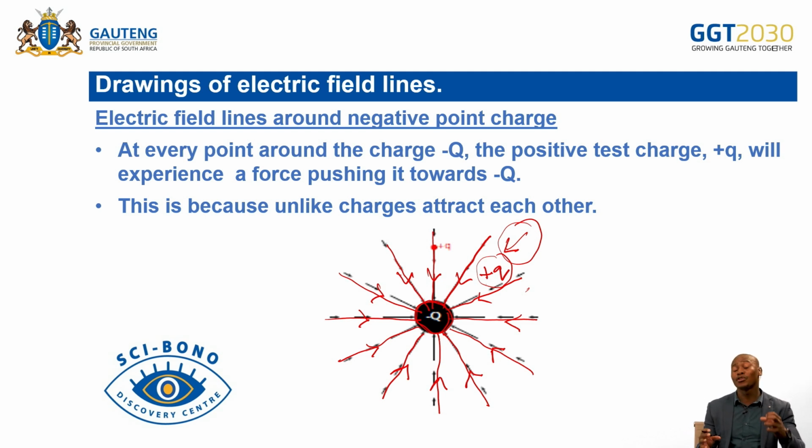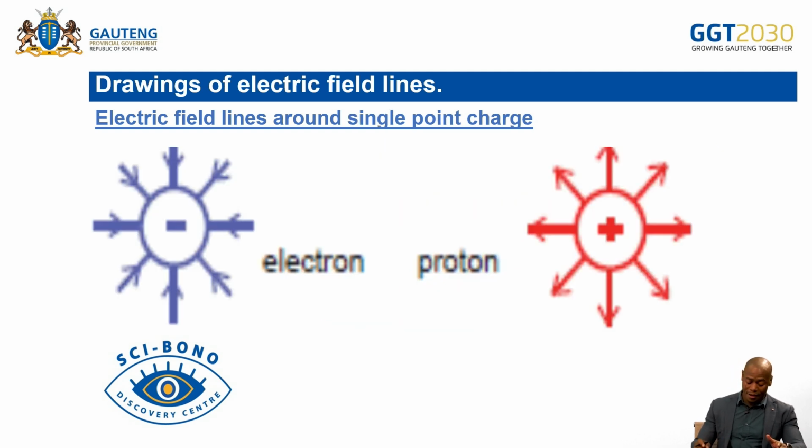But now when it comes to a negative charge and a positive test charge, what will happen to that positive test charge? It will move towards. Then that will be the direction of what? Of the electric field around the negative charge. I hope it's making sense.